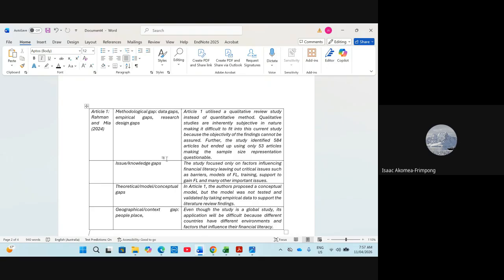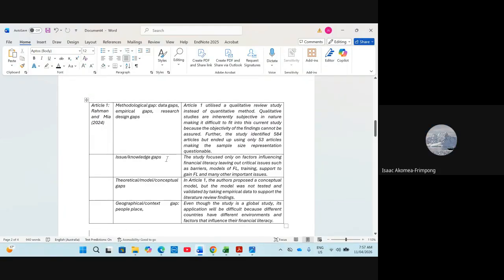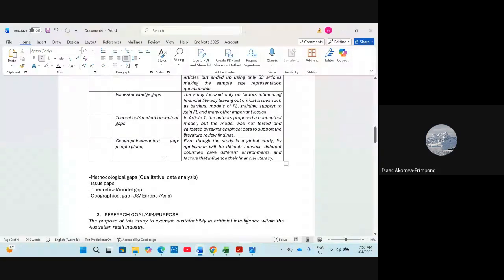So for example, your first paragraph will talk about the methodological gap. The second paragraph under the problem statement will talk about the issue gaps. Your third paragraph will talk about the theoretical gap. And then your last paragraph, the fourth paragraph, will talk about the geographical gap. So I recommend putting them into paragraphs and then removing the subheadings. That's my suggestion. Okay, thank you. You're welcome. Any other person?